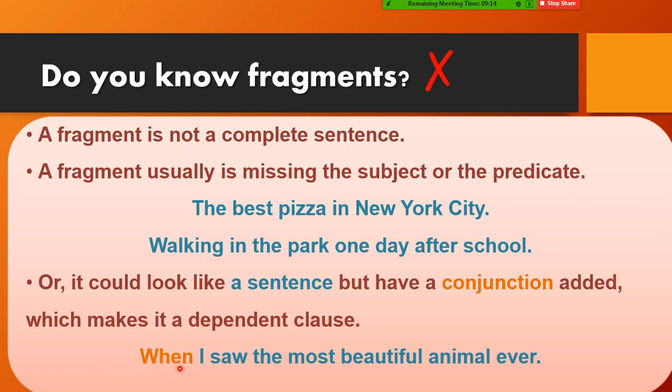If you remember, what type of sentence is this? Oh, clause, actually. This is a clause: when I saw the most beautiful animal ever. Do you remember what we call it? I think dependent. Excellent. This is the dependent one because it can't stand by itself. It depends on another one to give me a complete meaning. Don't worry, we're going to study this in detail in the upcoming days.